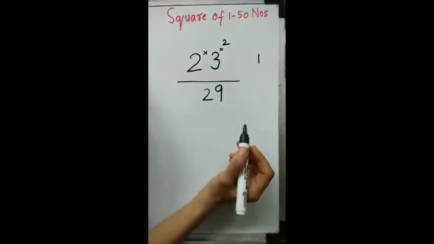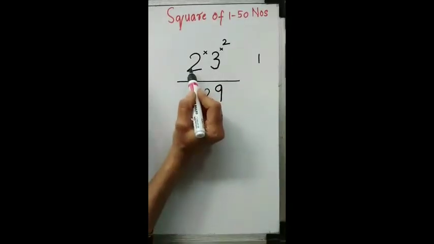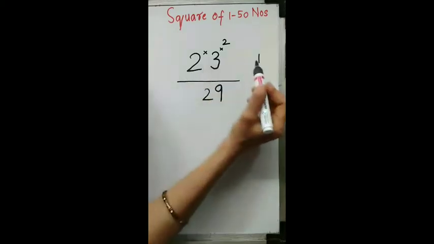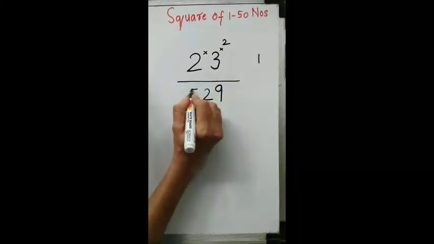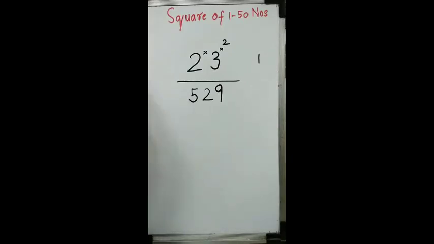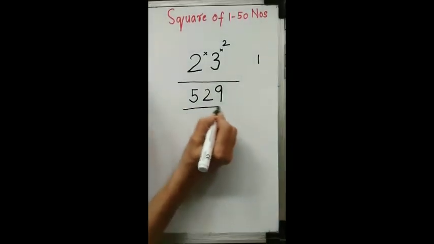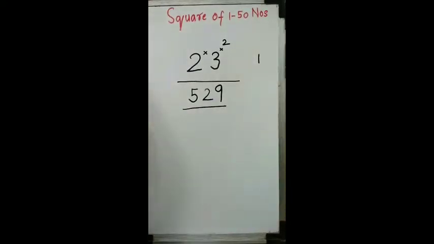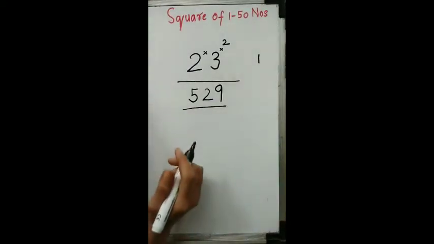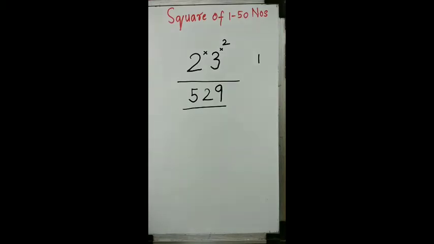Are you getting this? Now, the last step is I will square the number in the tens place. 2 2s are 4. 4 plus 1 is 5. So, my answer for the square of 23 is 529. Are you getting this method? We'll see one more number and we'll find the answer for this.